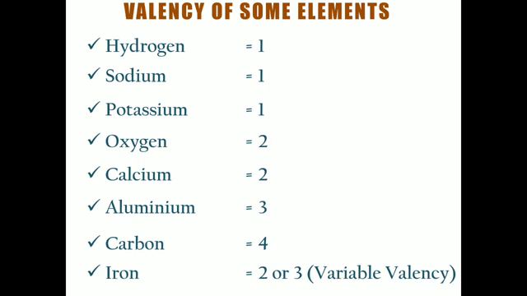So that depends upon what type of compounds we are talking about in the case of iron. So this is known as variable valency in the case of iron. Now, how can we write the formula? Using the valency property, we can derive the formula of any compound. So let us do it step by step.